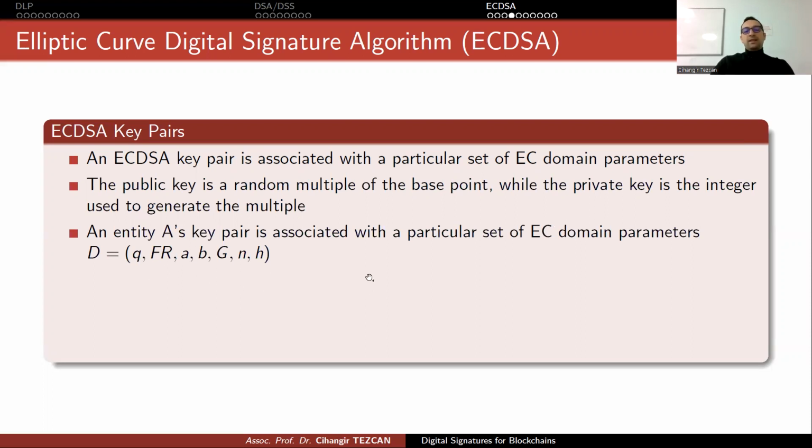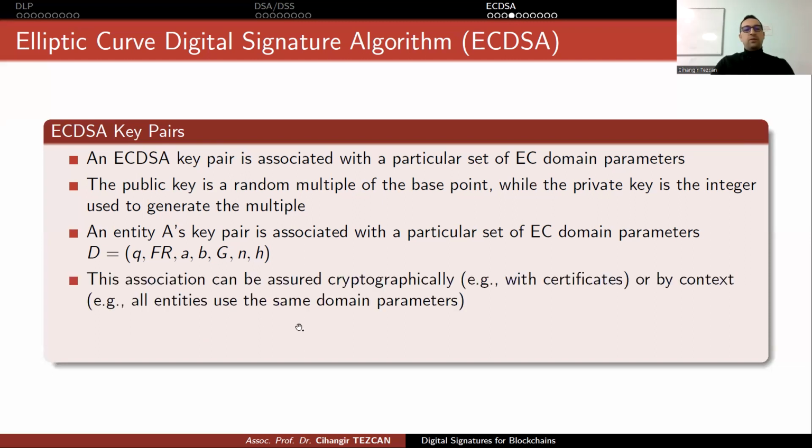An entity A's key pair is associated with a particular set of elliptic curve domain parameters. These are all of the values that I explained in the previous slide. A and B determine the elliptic curve, q is the field size, G is the base point, and so on. FR is the field representation. This association can be assured cryptographically, for example, with certificates, or by context. For example, all entities use the same domain parameters. So this is what we do in Bitcoin. By context, we know the domain parameters.